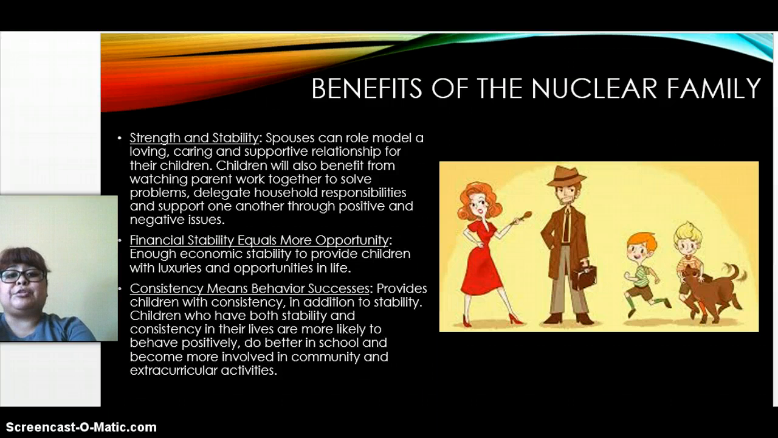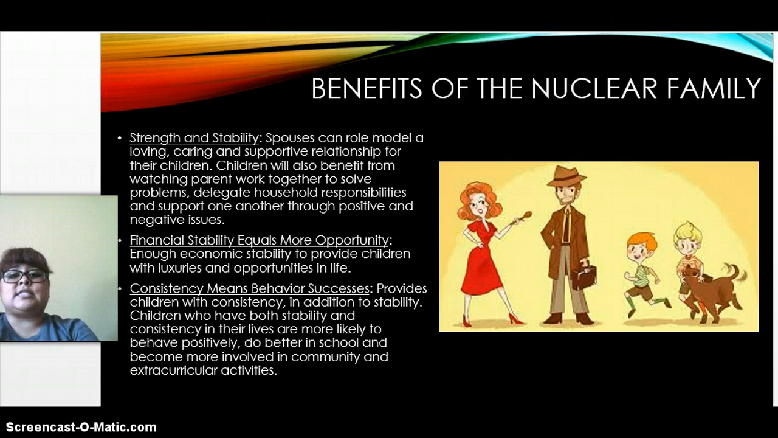Some of the benefits of a nuclear family. First off, strength and stability. Spouses can role model what a loving and caring and supportive relationship should be to their children. Along with strength and stability, it helps to show the children a healthy way to solve problems, to delegate different household responsibilities, and ways to support one another through both positive and negative situations.